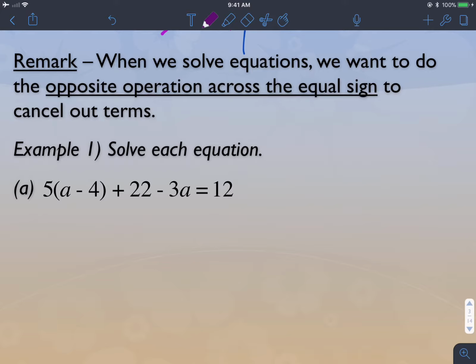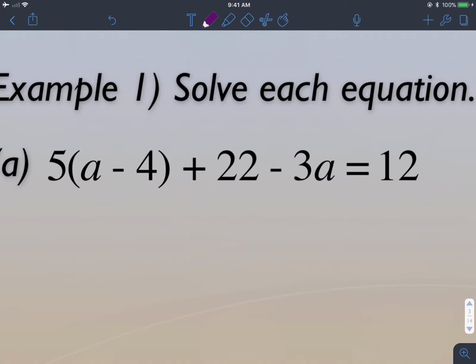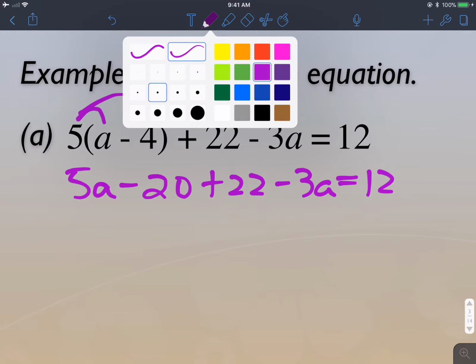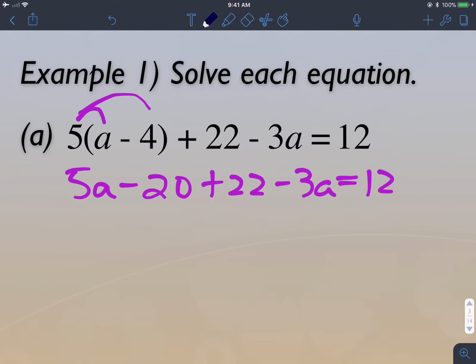Anybody care to volunteer what they did first? Go ahead. What did you do, Charlie? So you gotta do the parentheses, you get 5a minus 20 plus 22 minus 3a, and you kind of simplify all that after you're done writing it down. All right, good. So first step, distribute the 5. Next? Somebody else? Okay, combine like terms. Those two go together. Negative 20 plus 22? Positive 2.